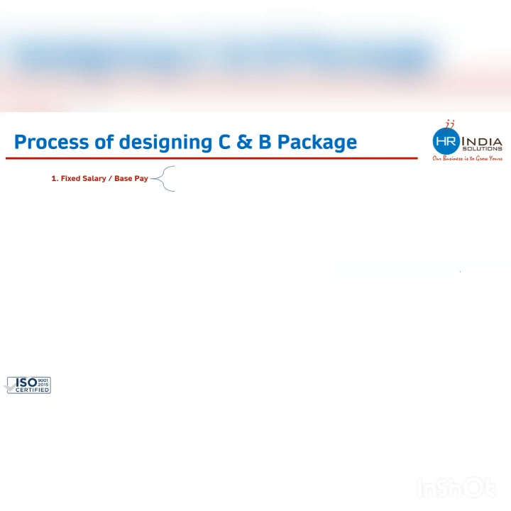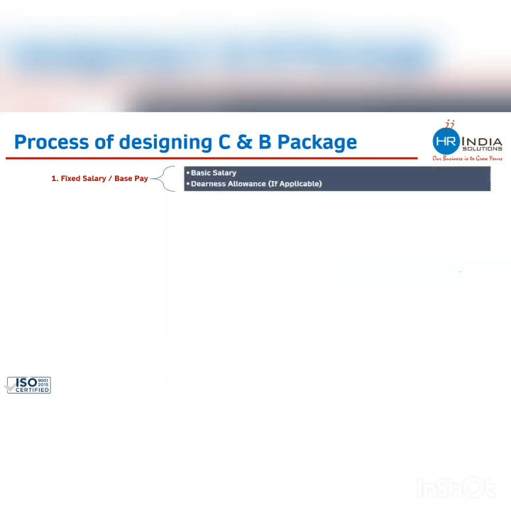So the very first step while designing a compensation and benefits package is to decide the fixed salary, that we also know as the base pay of an employee. This is the very first step, to decide the fixed salary of the employee. That includes basic salary and the dearness allowance, if applicable. Dearness allowance is something that is widely used in the public sector, not in the private sector. In the private organization, we do not use the dearness allowance frequently. Basic salary, you need to first decide the basic salary of the employee.